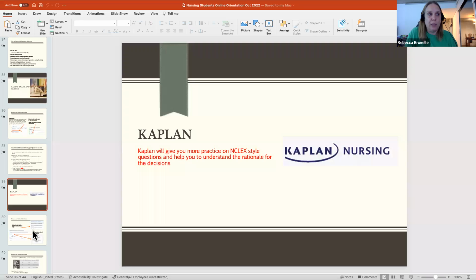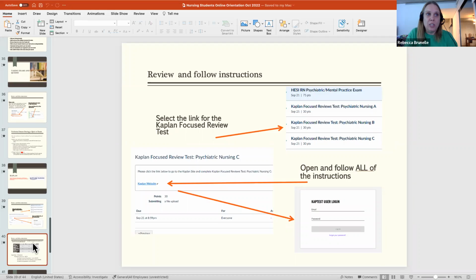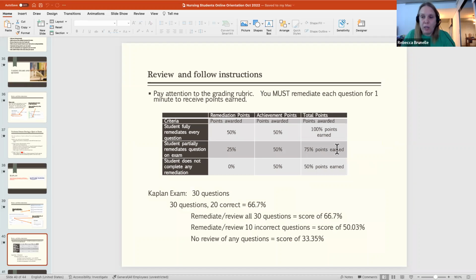So for your Kaplan A and B tests, the big thing with these is that, again, you don't have to do a screenshot. I log into Kaplan and I look to see if you did the work. So you don't have to upload anything. You can add a screenshot if you want to, but it doesn't matter. I'm going to log into Kaplan regardless. And you need to do the remediation. If you don't do the remediation, you won't get full credit.